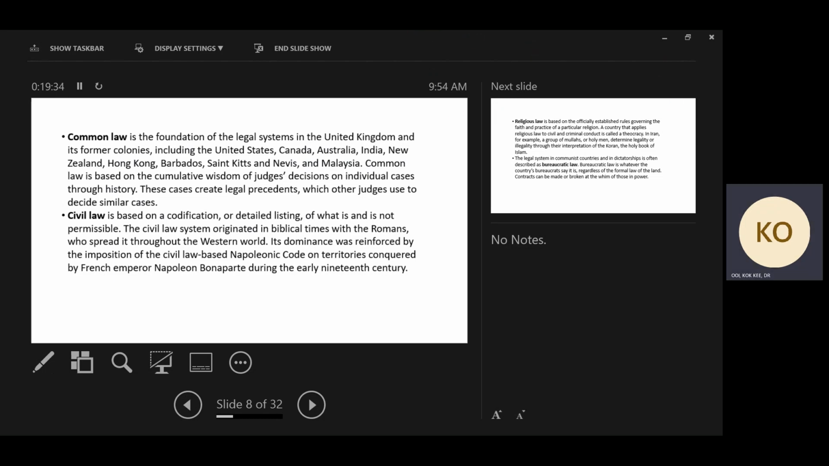The common law is based on what? The wisdom of the judges. How does law come into the picture? Because judges will make law. People have arguments, they have quarrels, they have disputes, so you must go to the court. Then they make a decision. So the judge will make some decision so that everybody will follow. So it becomes a common law.